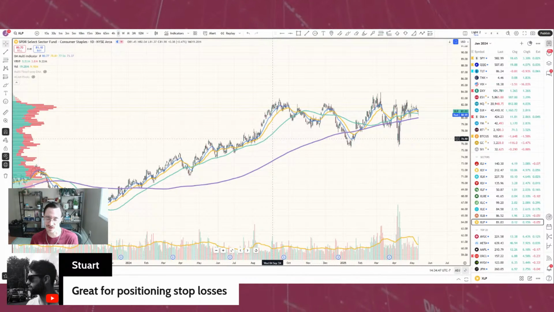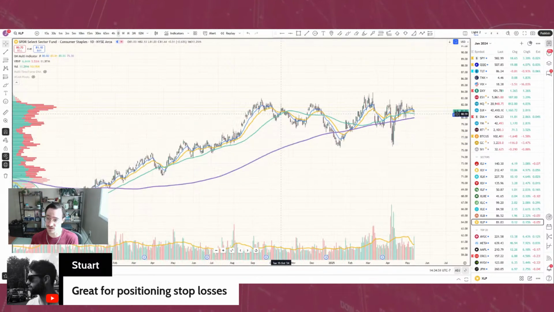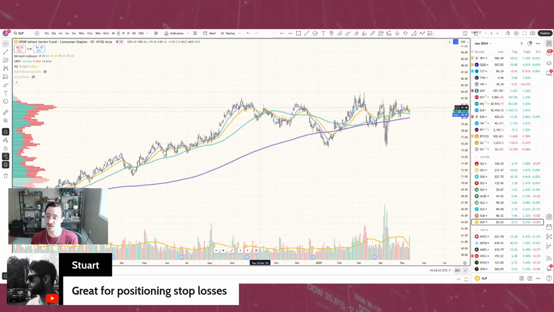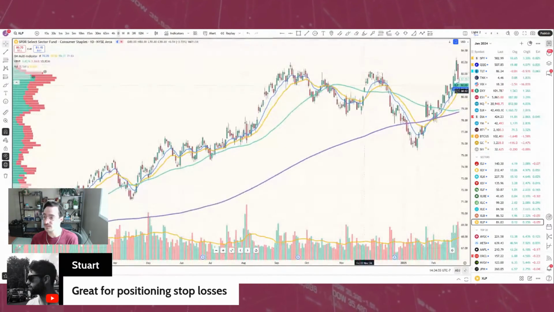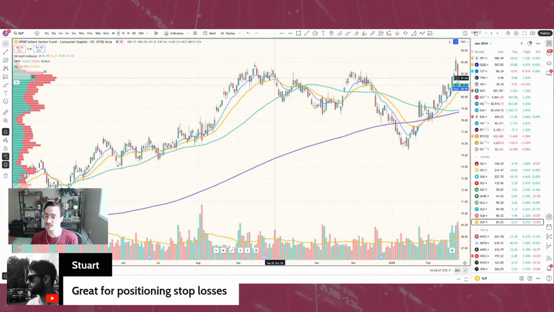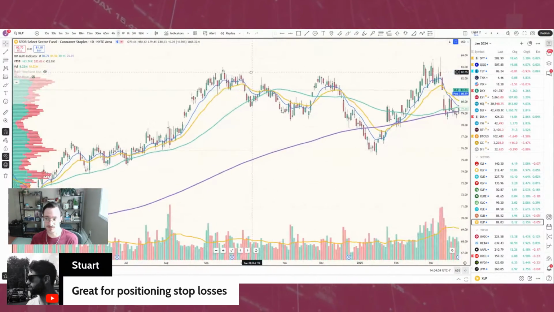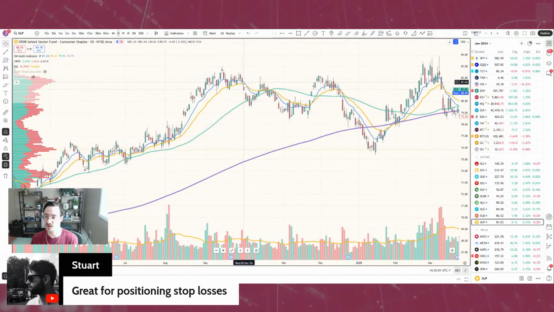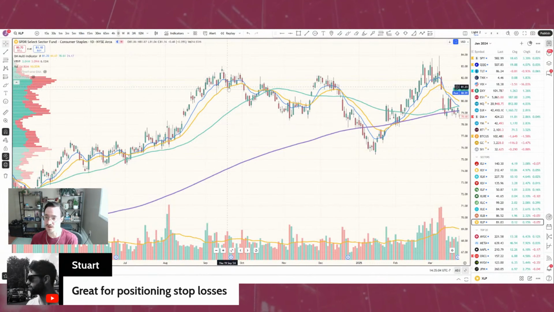We'll also talk about those in a sec. Just like you would on an oscillator, you can use these for crossovers and to gauge momentum. So for example, right here on XLP, this is a pretty clear example of, okay, we test it once, twice, three times, and we're not really able to get much traction off of that.